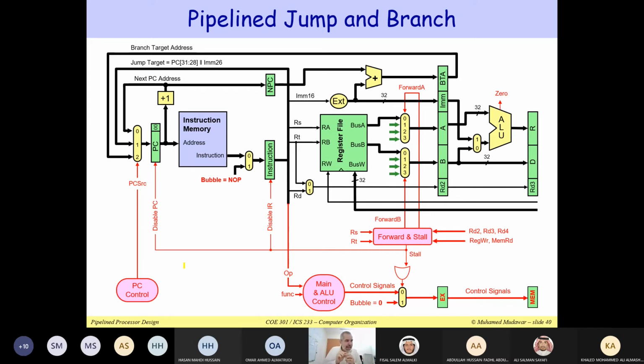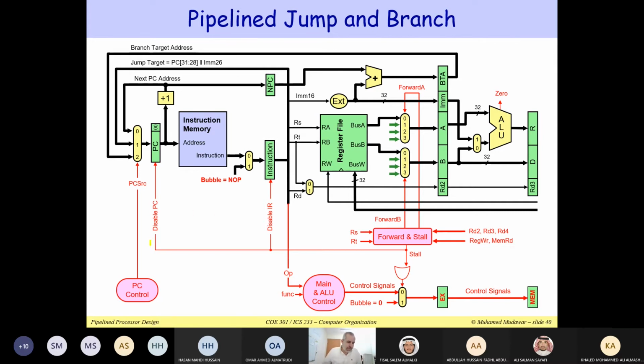Okay. Now this hazard is caused specifically by pipelining. Remember, in the case of serial execution, we complete the instruction before we start fetching the next one. So there was no hazard in the case of serial execution. But pipelining itself is creating the hazard. Right. So now we focus on how to implement the jump and the branch in the pipeline.